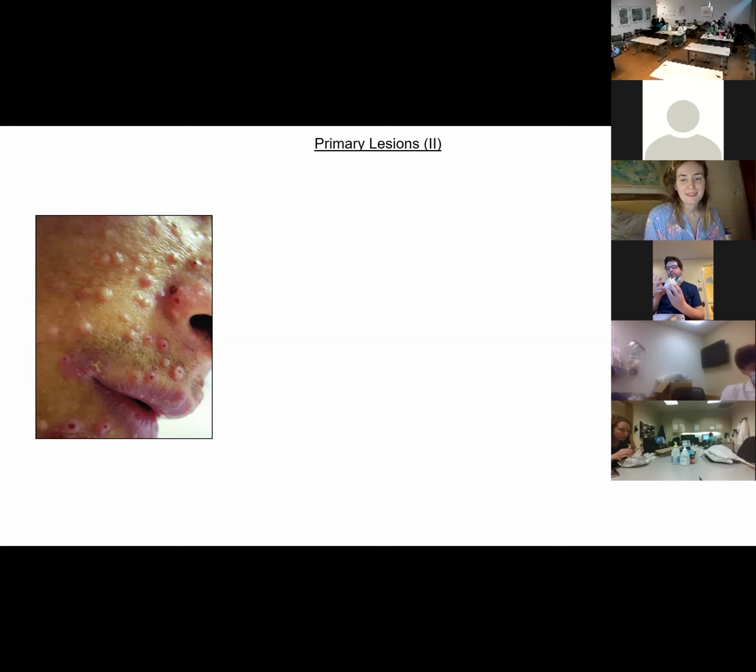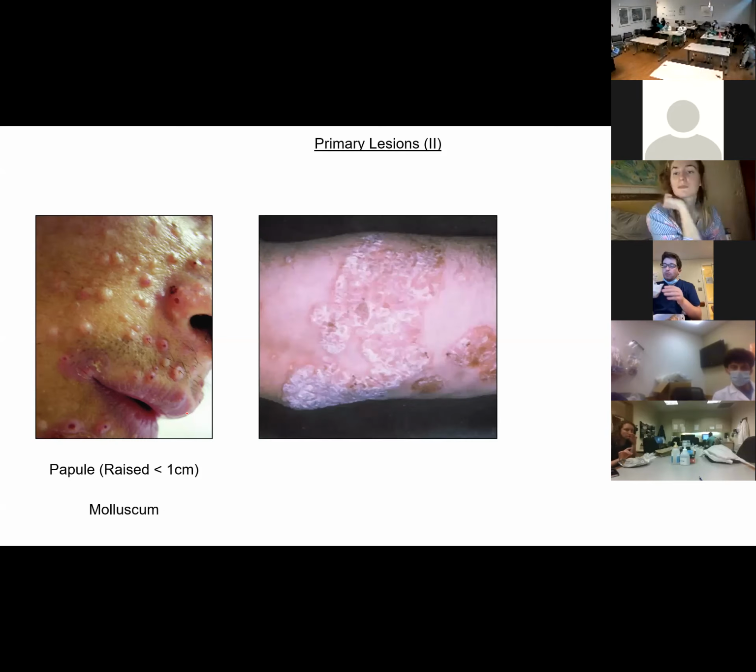So this is an umbilicated papule, and that should lead you to one diagnosis. Molluscum. Molluscum, yes. So this is an umbilicated papule. It's raised, less than 1 centimeter, and this patient had molluscum. Next one, Amanda, what would you call this?